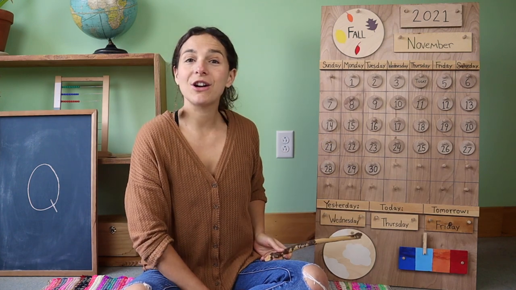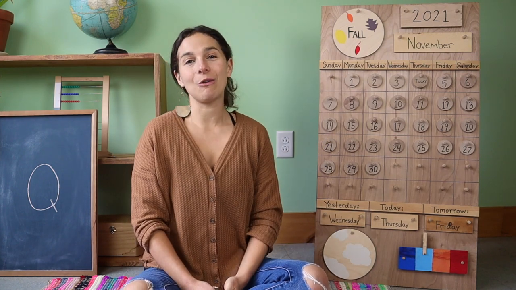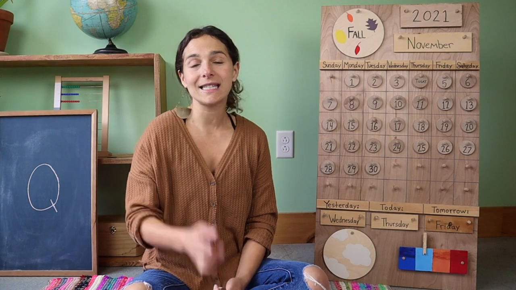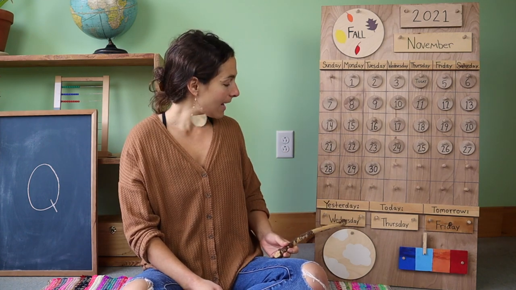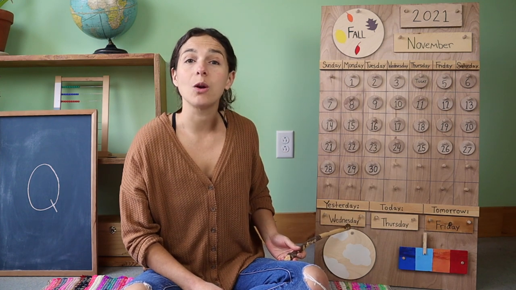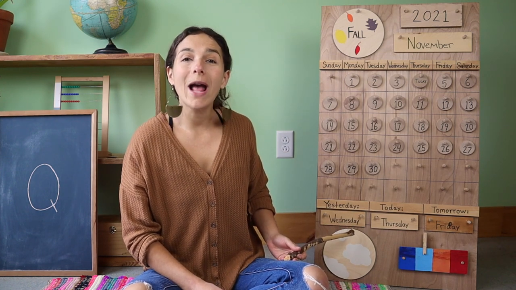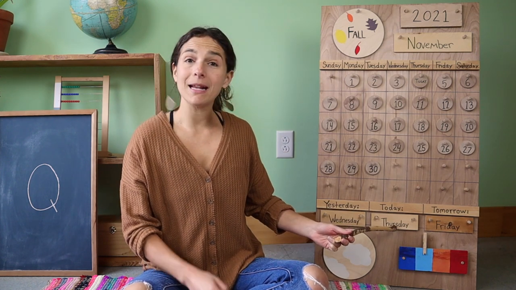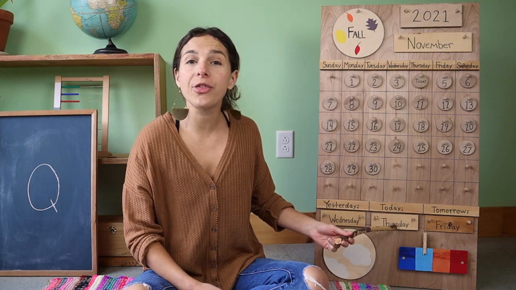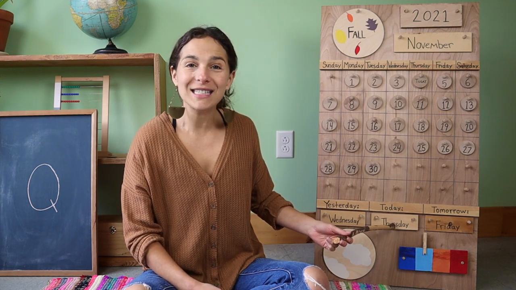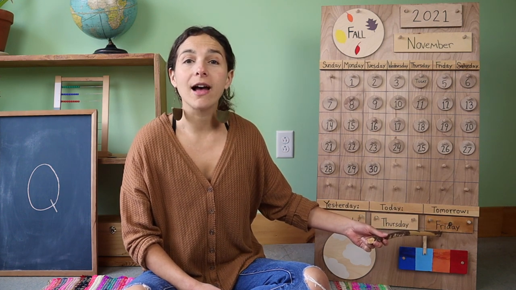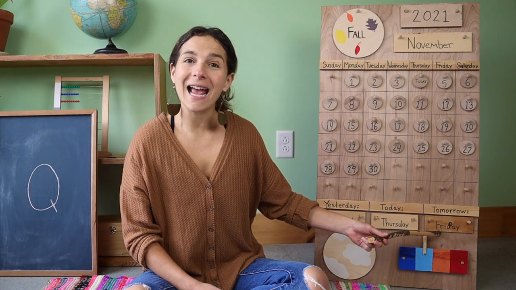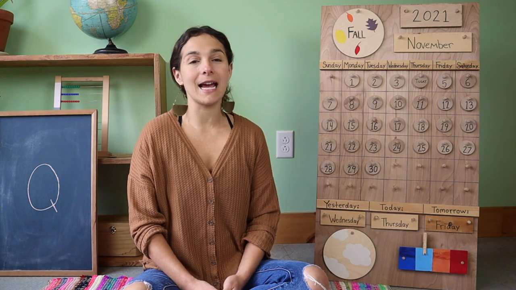Down at the bottom of the chart, we have the days of the week to go over together. So listen for the sound that this day starts with, and you can tell me what the day is. Yesterday was Wednesday. So that means that today is Thursday. And tomorrow will be Friday, the last day of the weekday.